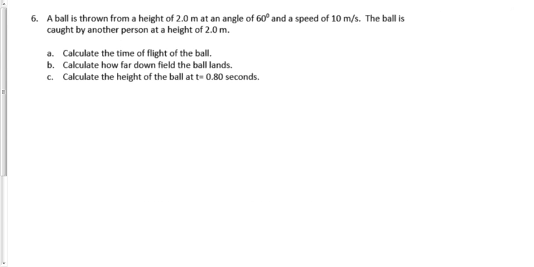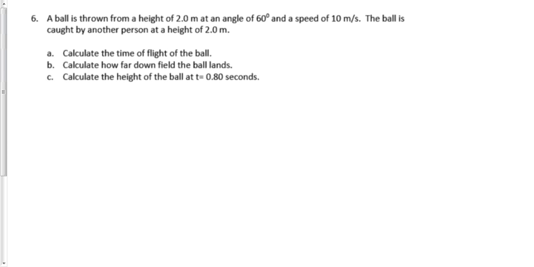Let's have a look now at question number 6. It says a ball is thrown from height of 2 meters, angle of 60 degrees, speed of 10 meters per second, caught by another person at a height of 2 meters. The nice thing about this one is that it's caught at the same height that it was thrown at, which means that it's like it's going from ground level to ground level. It doesn't matter. The 2 meters doesn't matter, right? The vertical displacement is still 0 since it ends up in the same vertical position.